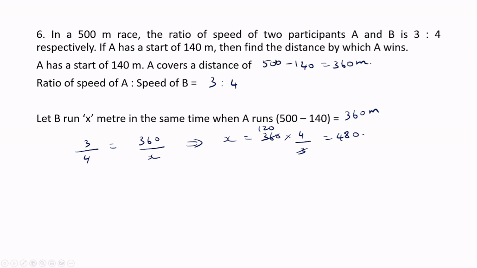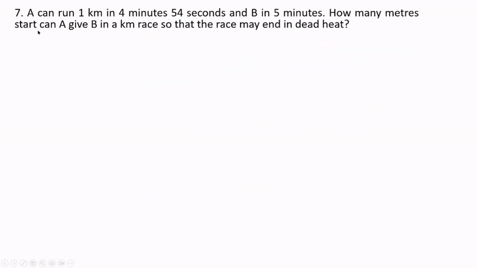So here the distance by which A wins is 500 minus 480, which is 20 meters. Therefore, A wins by 500 minus 480 equal to 20 meters. Now we have the next question.